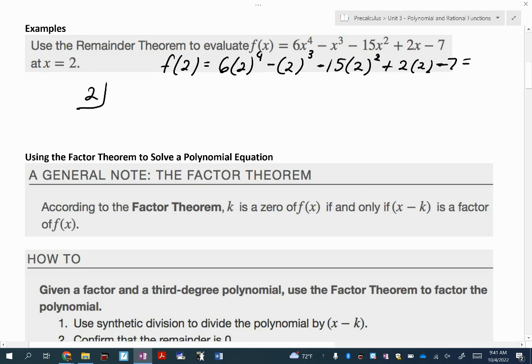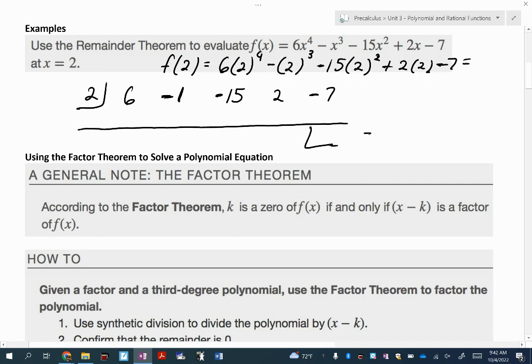So if you put 2 in the corner and do 6, negative 1, negative 15, 2, and negative 7, and do the synthetic division, then whatever we get at the end, whatever this number is, will be my value when I plug 2 into the function. You might be thinking, but Mr. Fraser, can I just use Desmos to type all that in? Yeah, I totally get it, but I want to show you how we're going to use this understanding to see how we can find some of our roots or zeros, our answers.